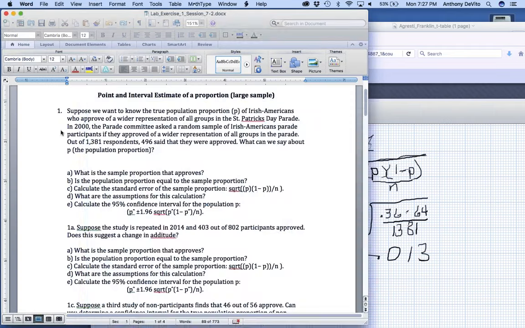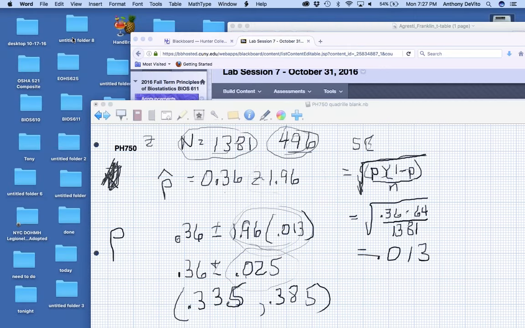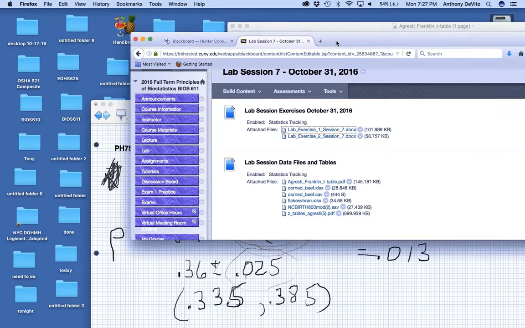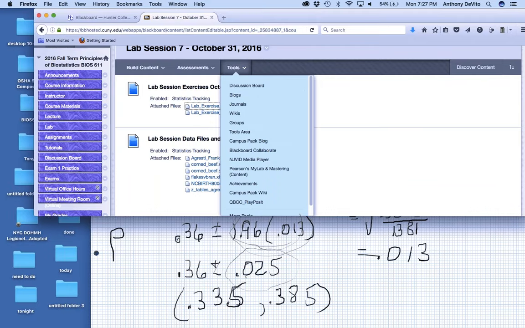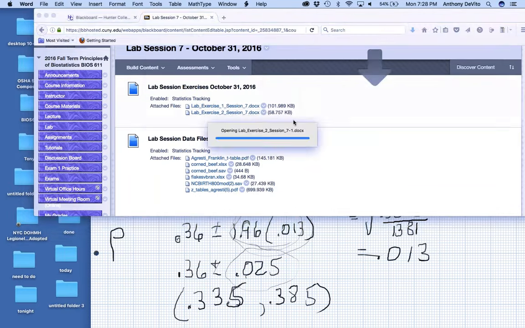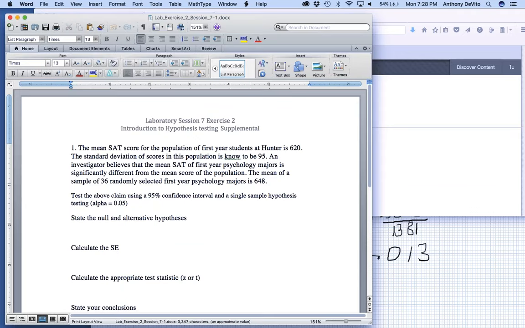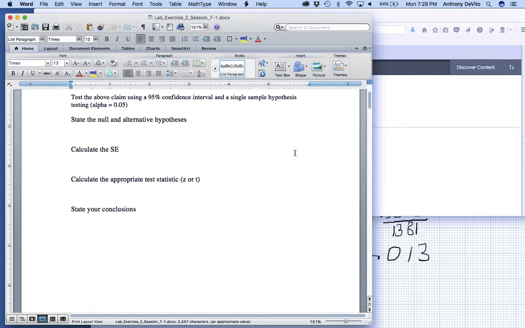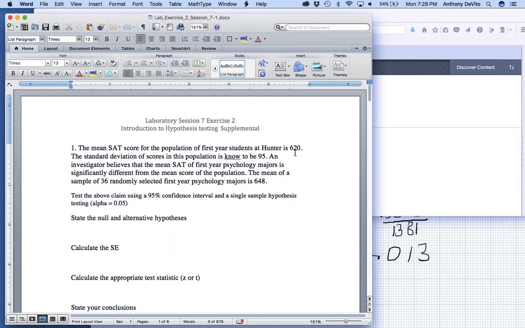Okay, so now let's take a look at using this idea of confidence with the Z table and the T table in another way. So I'm going to open up the other document. Let me see where I want to start here. I'm going to apply this in a somewhat different way.